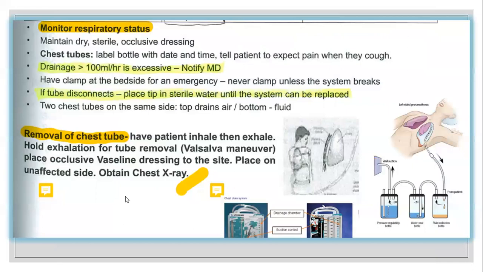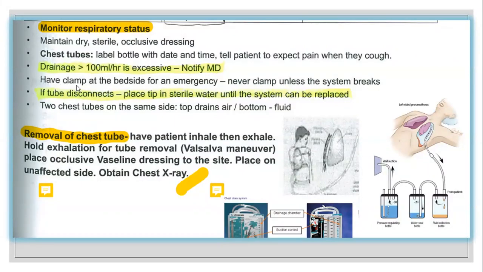Now monitor, when your patient has a chest tube, we should monitor the respiratory status, and monitor the dry, sterile, and occlusive dressing. We check the chest tube and label the bottle with a date and time. Tell the patient to expect pain when they cough. If the drainage is more than 100 ml per hour, it is excessive, and we need to notify the doctor.